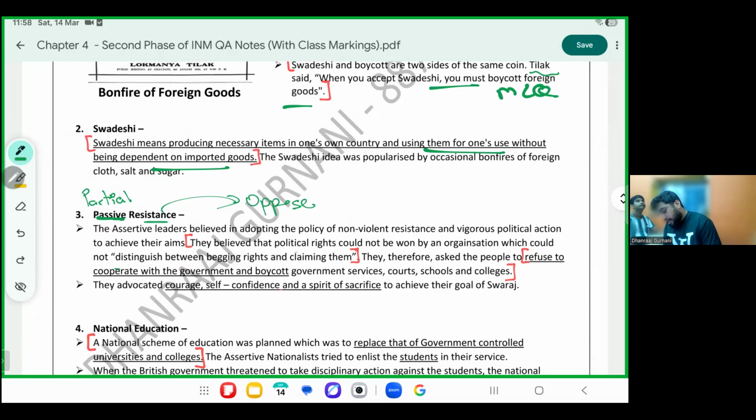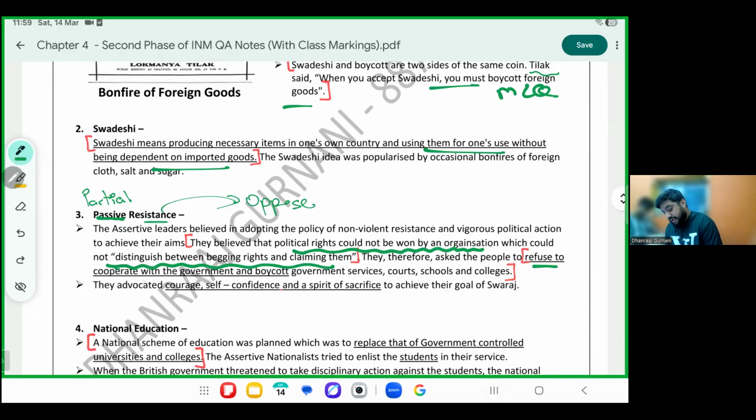They believe that the political rights could not be won by an organization, please mark that, who could not distinguish between begging and claiming their rights. Assertive said, we are assertive, we are strong, we are going to show you resistance. If it's my right, I want my right. We are not begging for our rights, we are claiming our rights. Independence is our right. I want it claimed. That's what the assertive said.